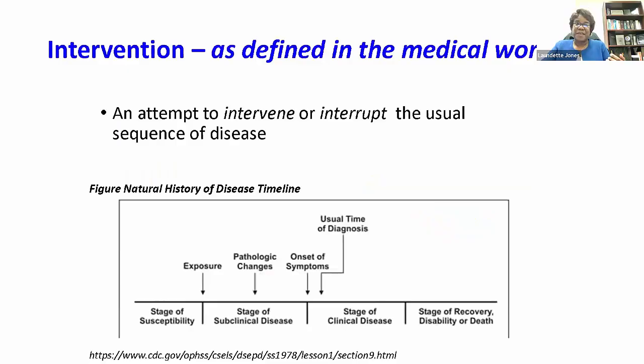And in the medical world, the way we look at interventions is really at this level of disease. So we're trying to intervene or interrupt the usual sequence of disease. So for us, we're looking at this exposure to maybe a chemical, and we're looking at, all right, somebody has been exposed to maybe lead or some toxin, and we can measure the blood levels to see what kind of changes are happening, and are there any symptoms that are arising from it. And we can start to think about, well, what is the stage of disease?